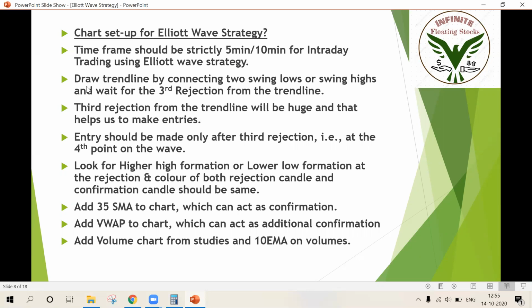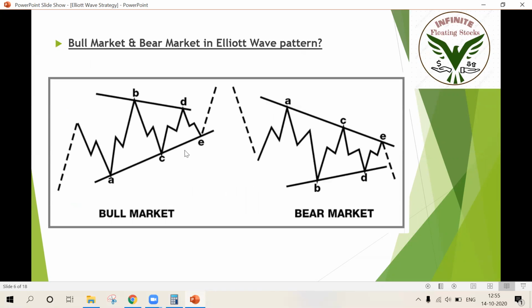Draw a trend line by connecting two swing lows or swing highs, and wait for the third rejection from the trend line. Remember this thing: third rejection. I'll show you, this is the third rejection. A is the first rejection, C is the second rejection, and E is the third rejection. So we'll be concentrating more on the third rejection.